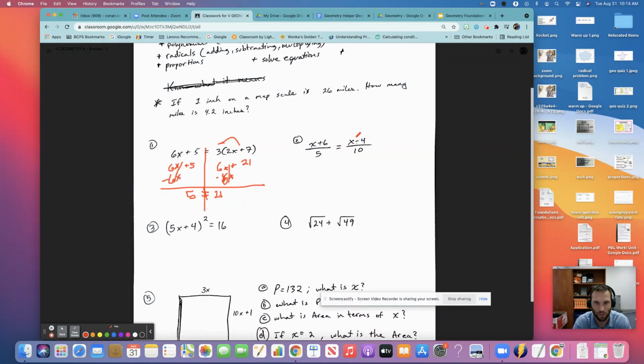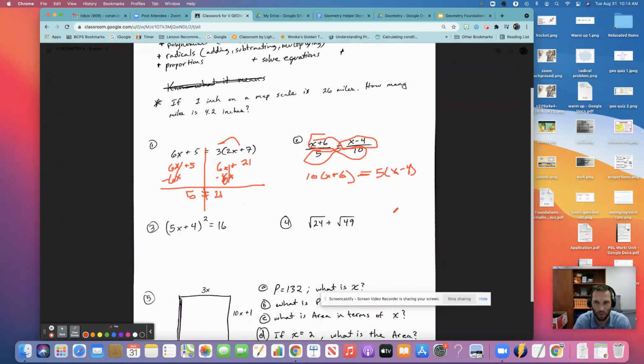Okay, so next is the proportion. If you have two ratios set equal to each other, that's a proportion. And remember also proportions where you go from big to small or small to big. And so all proportions are solved the same. We're going to cross multiply and set it equal to each other and then solve. So I've got 10 times x plus 6 is equal to 5 times x minus 4.